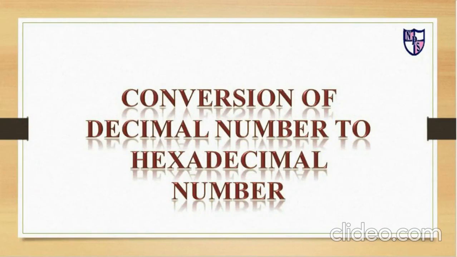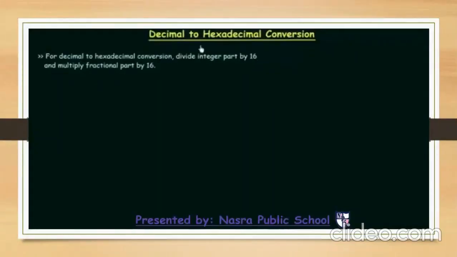Now move towards the next conversion, that is decimal numbers into hexadecimal numbers. Here is again a video for this conversion. Watch the video carefully and comprehend it completely. The next conversion is decimal to hexadecimal. For decimal to hexadecimal conversion, we have to divide integer part by 16 and we have to multiply fractional part by 16 because 16 is the base in case of hexadecimal number system. The base or radix R in case of hexadecimal number system is 16.